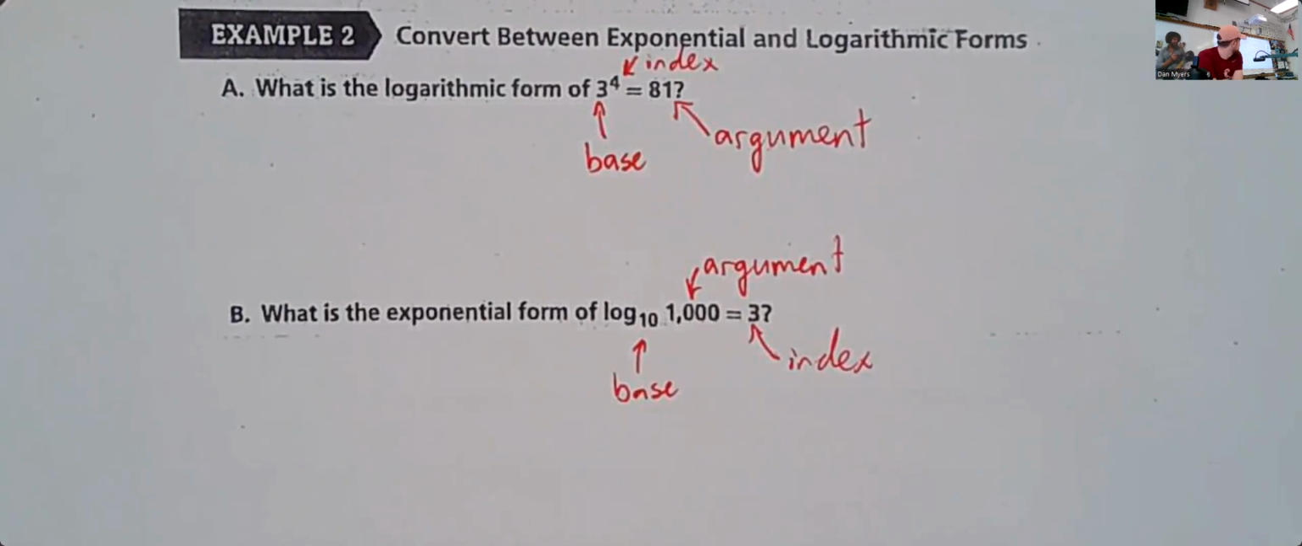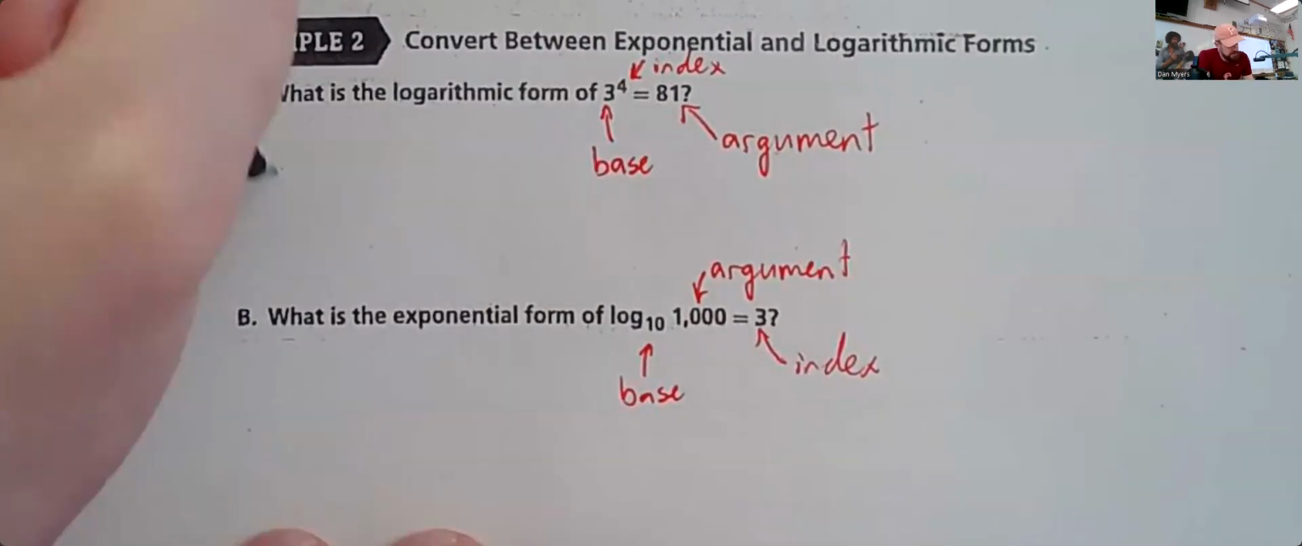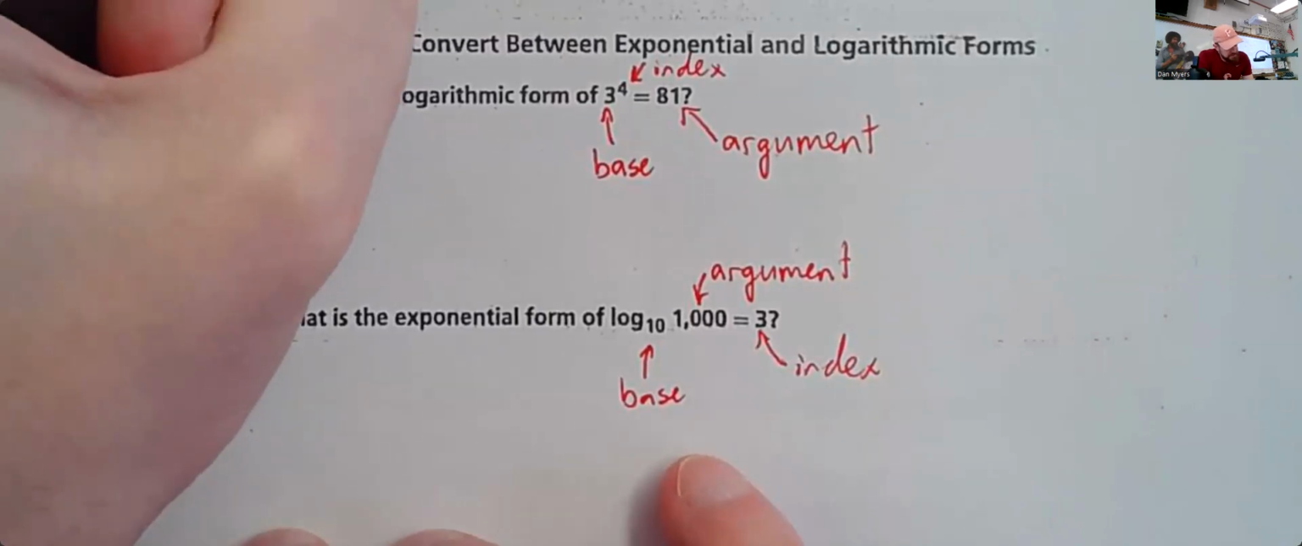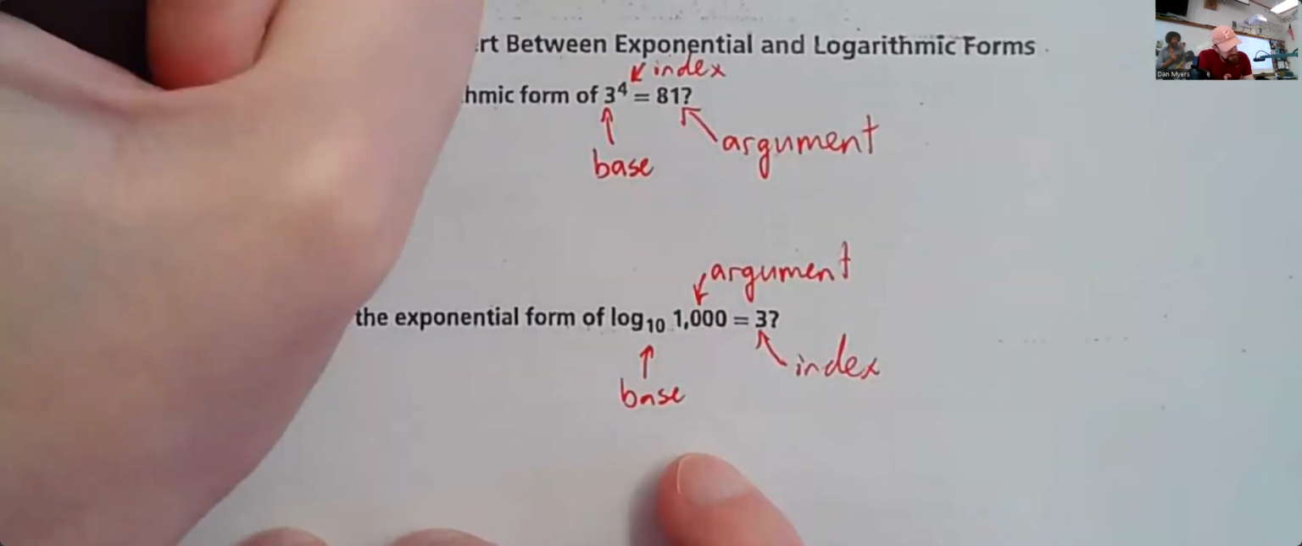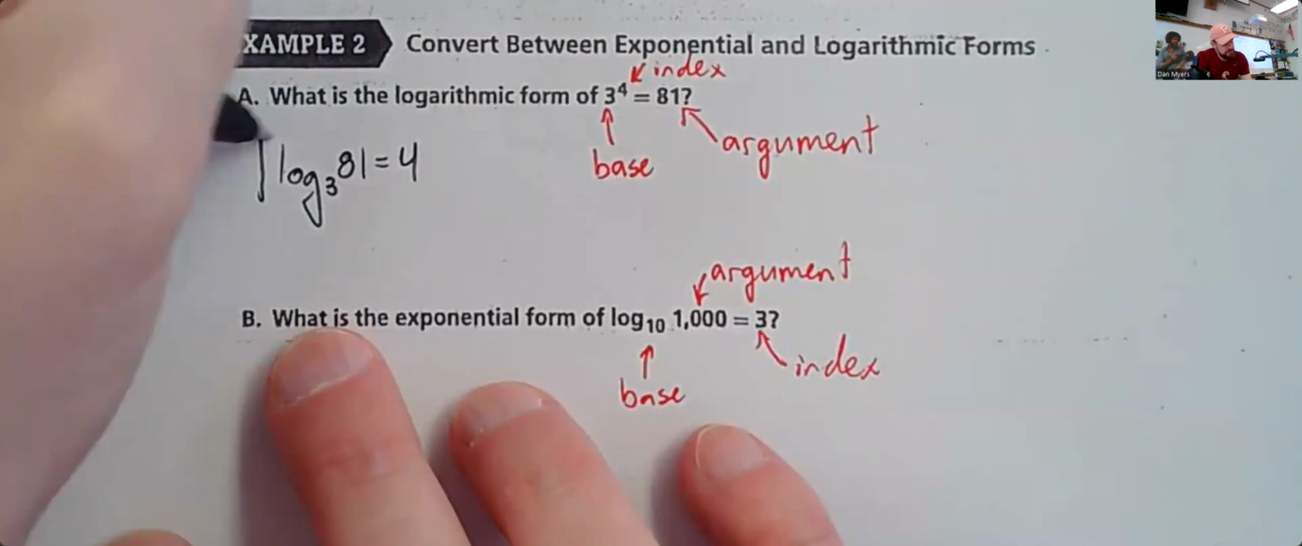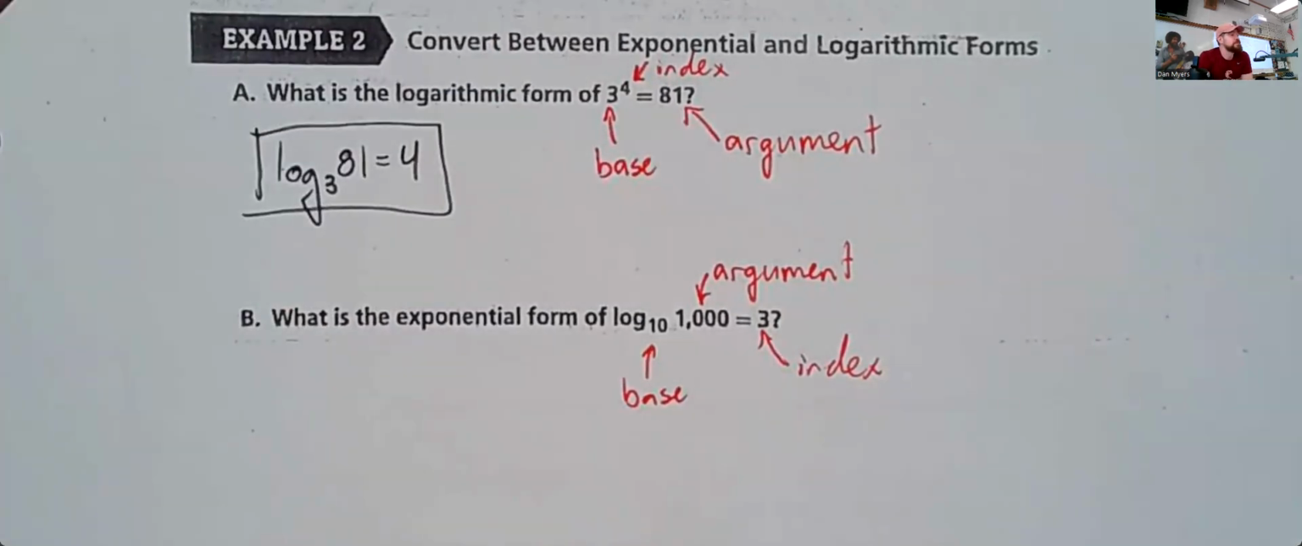We have the base, the index, and the argument for A, and we have the base, the argument, and the index for B in that order. So who thinks they've got A? Log base 3 with an argument of 81 is equal to 4. Nice. Any questions on that one?